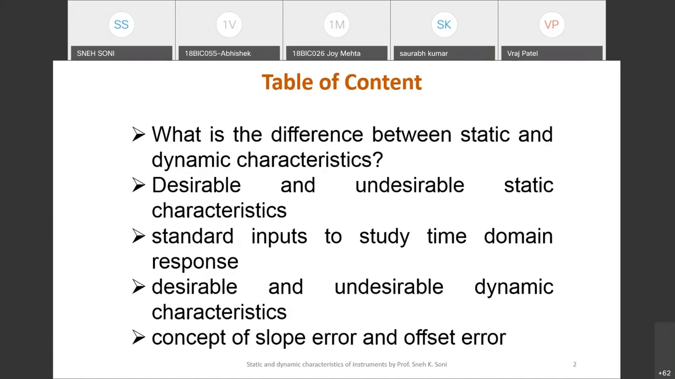So desirable and undesirable dynamic characteristics, and desirable and undesirable static characteristics. Both are very important points for this discussion. And the concept of slope error and offset error. We are going to study some categories in error. It is actually the content of your unit 2, right? So I have just covered them as a table of contents, but these points are there in your unit 2. So we have discussed the basic understanding of transducers, and now we are going to discuss the understanding of different static and dynamic characteristics. So this is the table of contents.